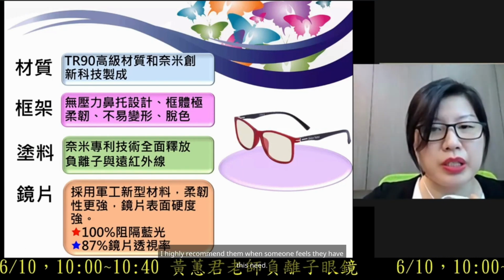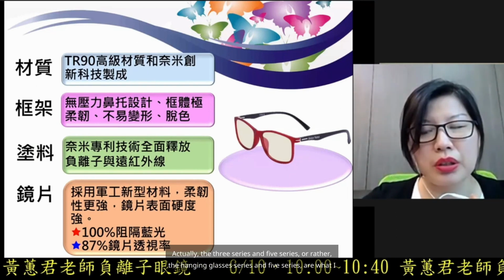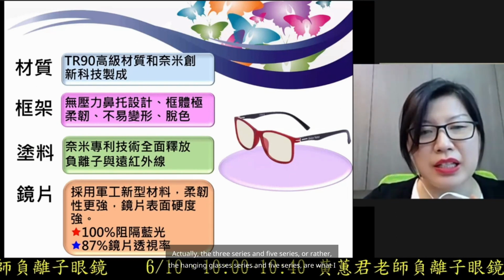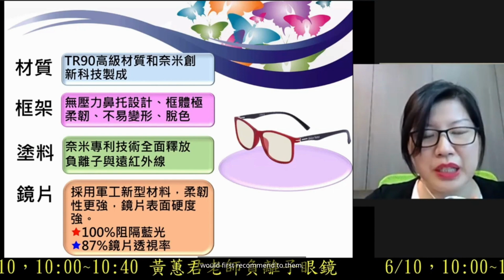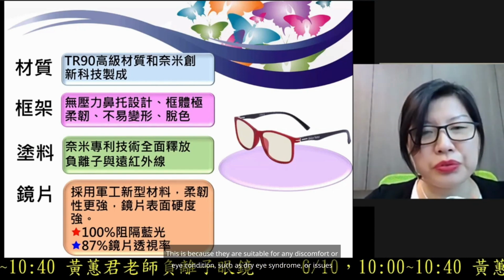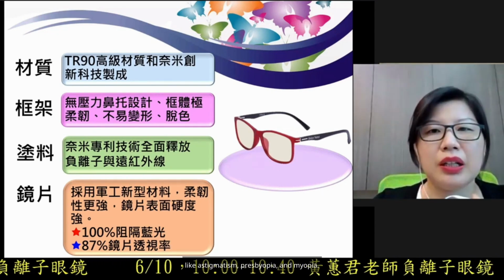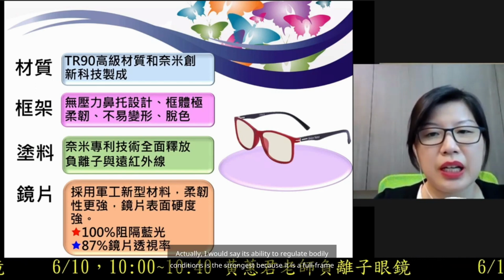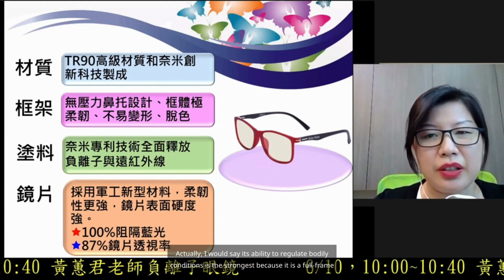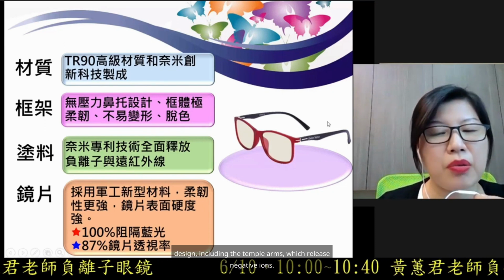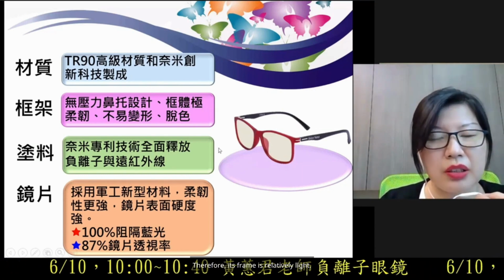I highly recommend them when someone feels they have this need. Actually, the 3 series and 5 series, or rather the hanging glasses series and 5 series, are what I would first recommend to them. This is because they are suitable for any discomfort or eye condition, such as dry eye syndrome or issues like astigmatism, presbyopia, and myopia. Actually, I would say its ability to regulate bodily conditions is the strongest because it is a full frame design, including the temple arms, which release negative ions. Therefore, its frame is relatively light.